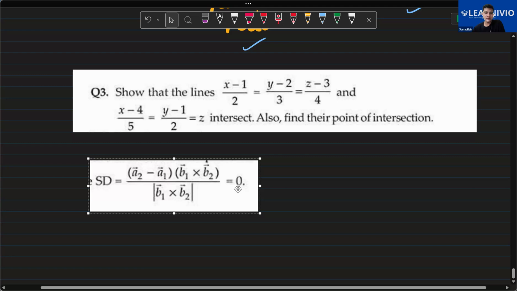अगर 0 मिलेगा तो यहाँ से आपको पता लग जाएगा that they are intersecting, okay. And for the point of intersection you can go with the above method. And if the question is only till here, like you have to just show that they're intersecting, तो उस केस में आप ये फॉर्मूला यूज कीजिएगा, that the shortest distance between two lines will be 0 if they intersect.